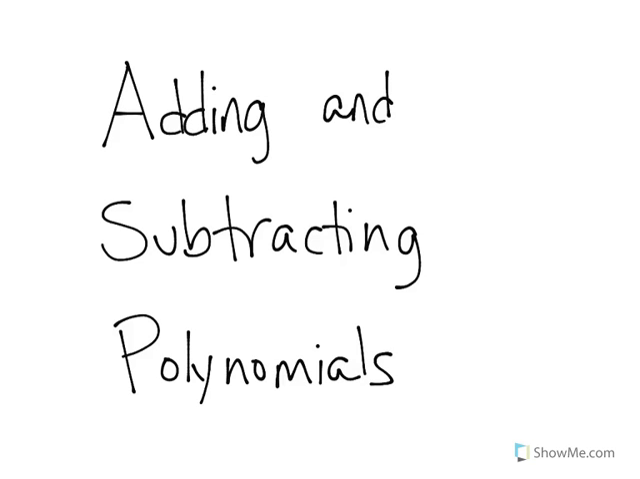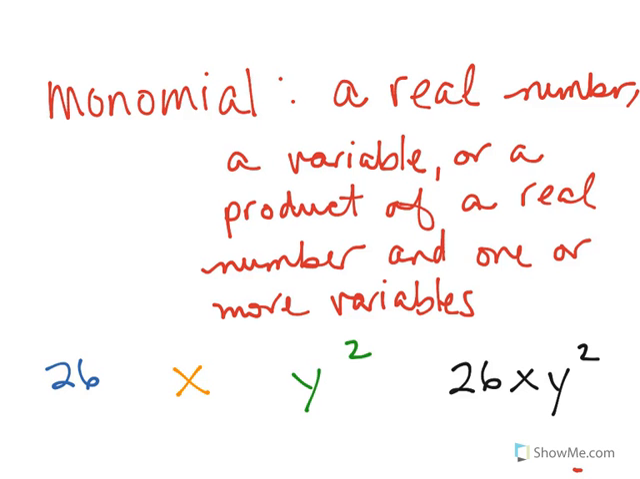This video is about adding and subtracting polynomials. A monomial is a real number, a variable, or a product of a real number and one or more variables. Some examples of monomials are the constant 26, the variable x, the squared variable y squared, or the product of a real number 26 and the other variables x and y. So 26xy squared is a product and it is considered a monomial.